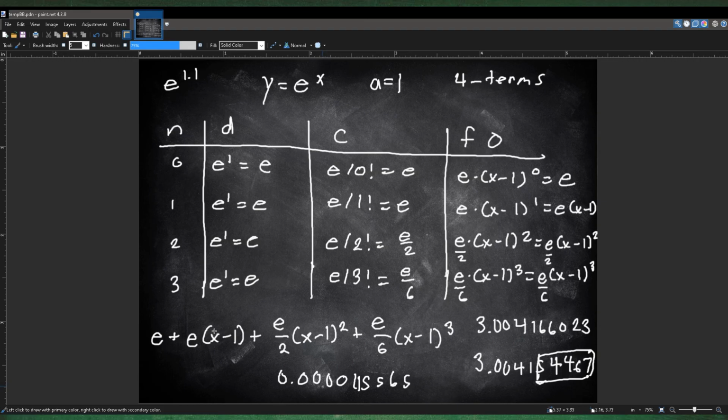So if you use a Taylor series, while you're not going to get the exact answer, you're going to get a really, really close approximation. And when I say really close, I mean really close. And that is only when you have 4 terms. Imagine you add more and more terms. This difference would get even smaller.